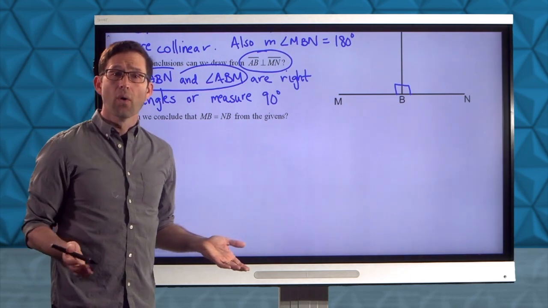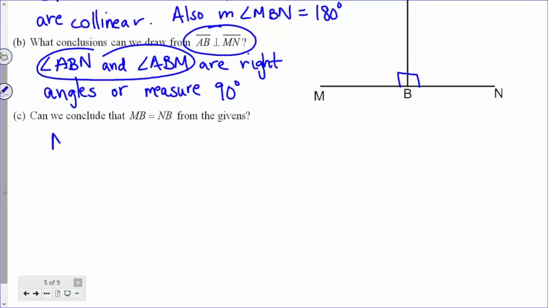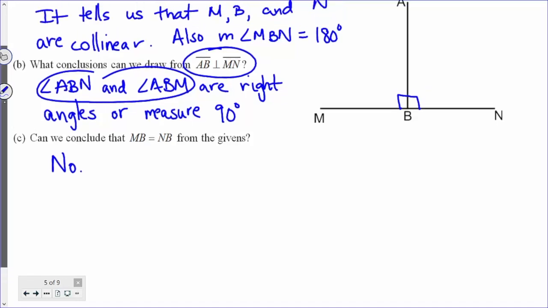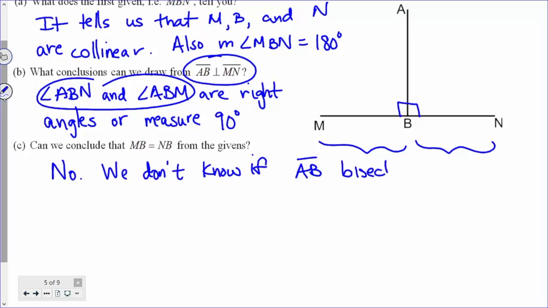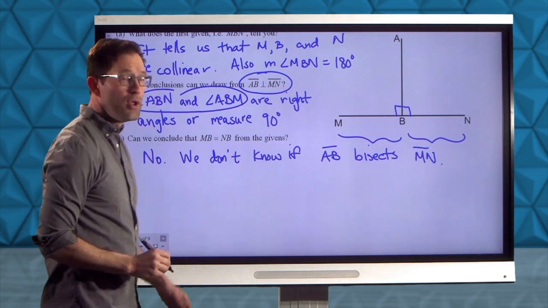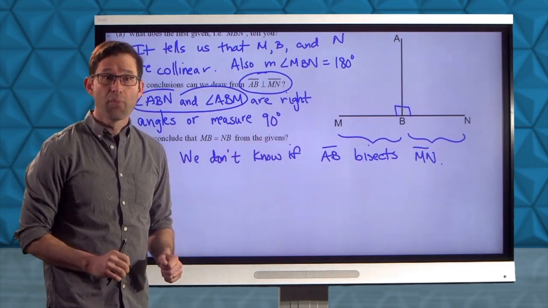And the answer is no. Now why? Why can't we say that? Well, we can't say that these two segments have the same length because we don't know, or better yet, we weren't told. We don't know if AB bisects MN. We only know that it's perpendicular to it. You could also say we don't know whether B is the midpoint of MN.